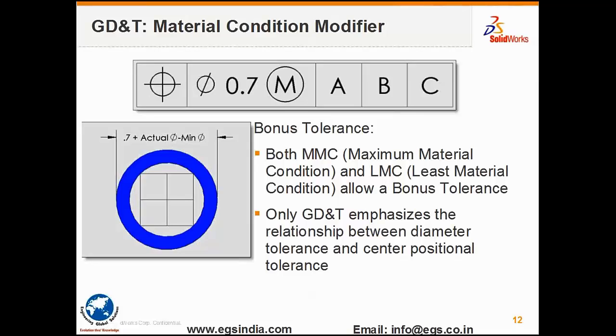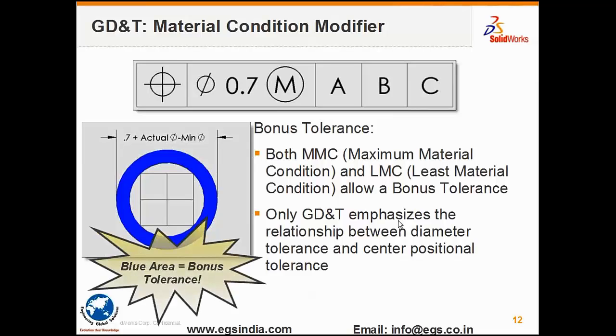Only GD&T emphasizes the relationship between the diameter tolerance and the center positional tolerance as compared to the plus or minus approach. So the blue area denotes the bonus tolerance that is provided on the drawing using the feature control frame when it is associated with the feature of size.